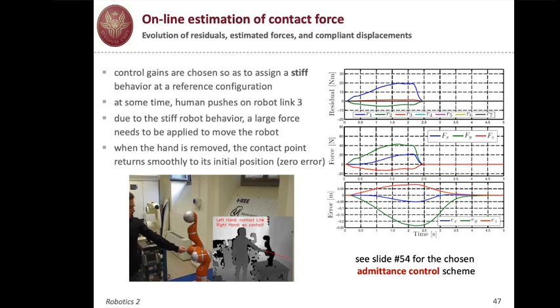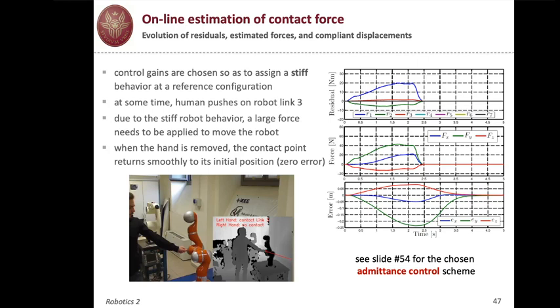Now, in this part of the experiment, we assign stiff behavior through this admittance control scheme. So when at some instant of time the human pushes, in particular, these are plots that refer to the contact at the robot link number 3, then since the admittance control has a large stiffness, in order to move the robot out of this configuration, a large force has to be applied by the human. Okay, but anyway, when the contact is removed, so when the hand is removed, the contact point returns to its initial position according to the admittance control scheme.